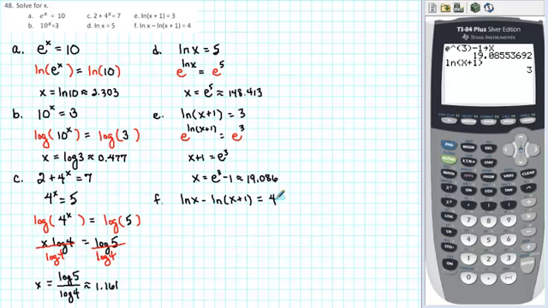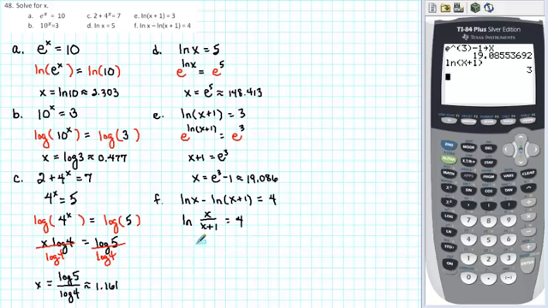For part F, we have the natural logarithm of x minus the natural logarithm of x plus 1 is equal to 4. Unlike parts D and E where we had a single logarithm, here we've got 2. We have the difference of two logarithms. So what we'll do is to use one of the properties of logarithms that says that the difference of two logarithms is the logarithm of the first argument divided by the second argument. So this becomes the natural logarithm of x divided by x plus 1 is equal to 4.